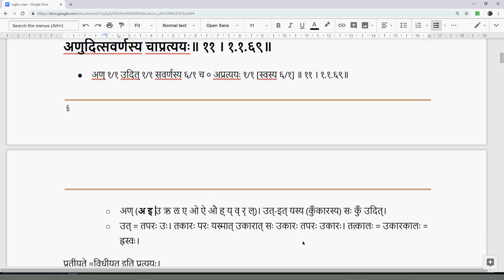A is made a sanjna. I, u, ri, all of these are sanjna. For what? For their own selves, swasya, and for all their bhedas. Whatever savarna bhedas, varieties, are there: bheda meaning varieties. Whatever varieties are there for a, all the 18 varieties. I, all the 18 varieties. U, 18. Ri, 18. And ri, actually not ri 18.